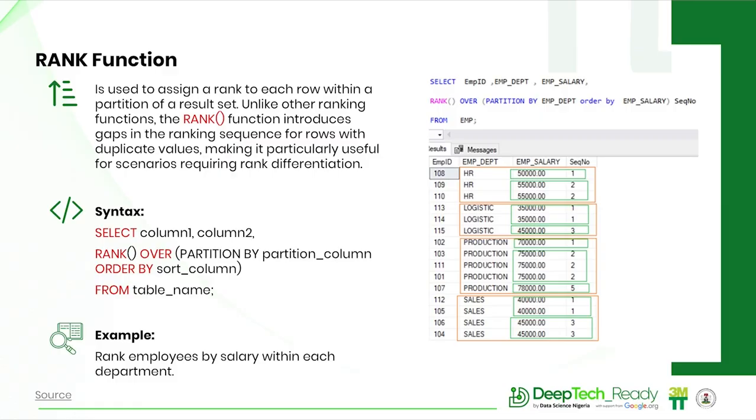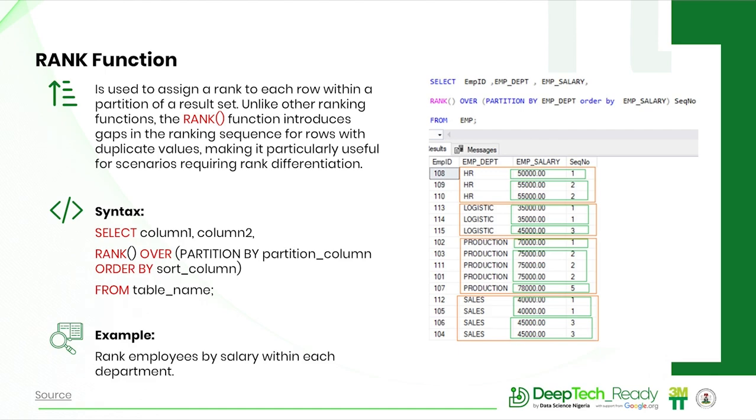Next, we have the logistics department. Also, they have 3 employees in that department. We have 113, 114, and 115. 113 and 114 earn the same salary, which is 35,000.